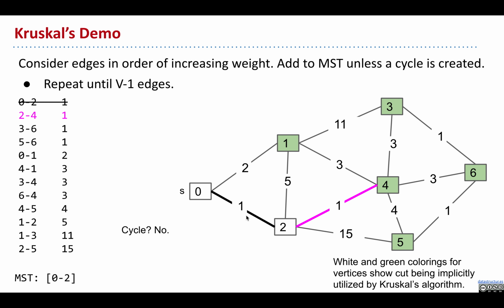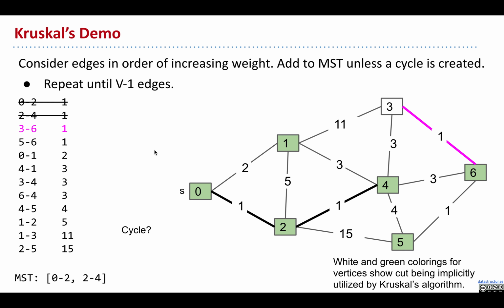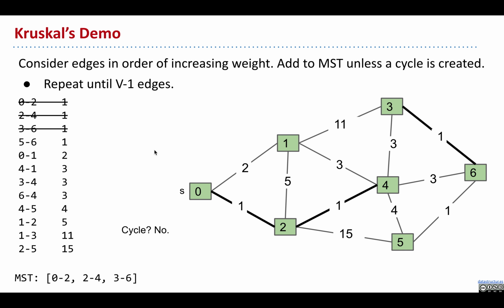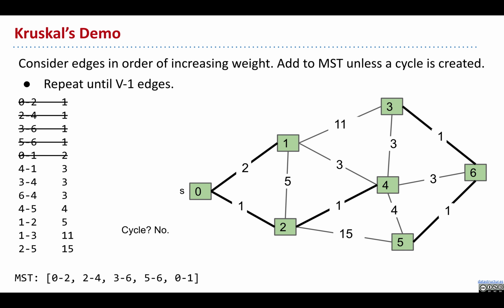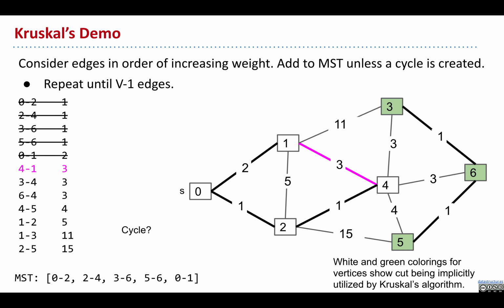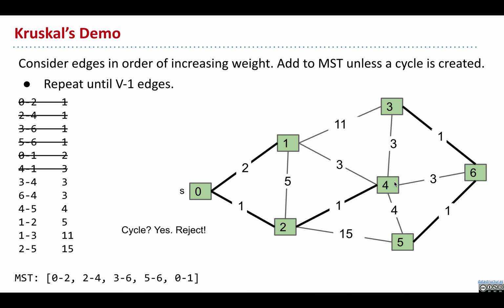All right, so now we're going to consider 2, 4. Can 2, 4 be in this MST? Yes, because there's no cycle, right? Making this 2, 4 does not connect something that is already connected, so that one is added. 3, 6, we can do the same thing. 5, 6, we can do the same thing. 0, 1, the same thing will happen. And 4, 1 is where we first find a problem, right? Because for 4, 1, we're going to check, okay, is 4 connected to 1 already? Yes, it is, through this path right over here. And then we'll decide to reject this edge and move on to the next one.